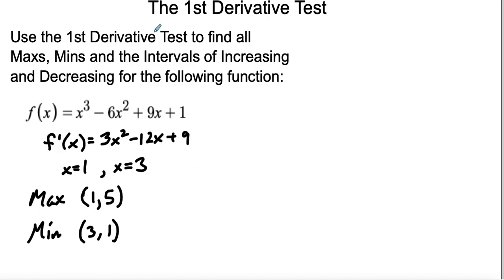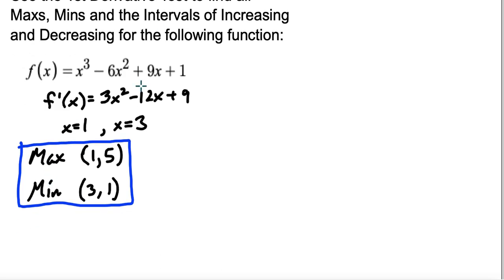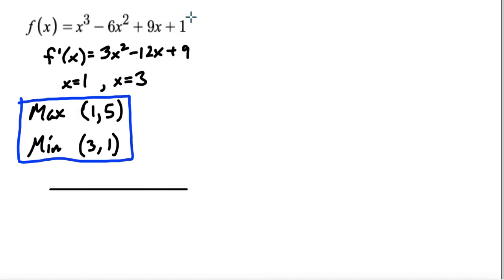Okay, now, so actually I've done the first part of the problem, but in order to find the intervals of increasing and decreasing, I'm going to set up a little number line. And here's where we actually do the first derivative test. So I'm going to say, all right, well, at 1 and 3 are my maxes and mins. So at x equals 1 and x equals 3, those are my maxes and mins, right?